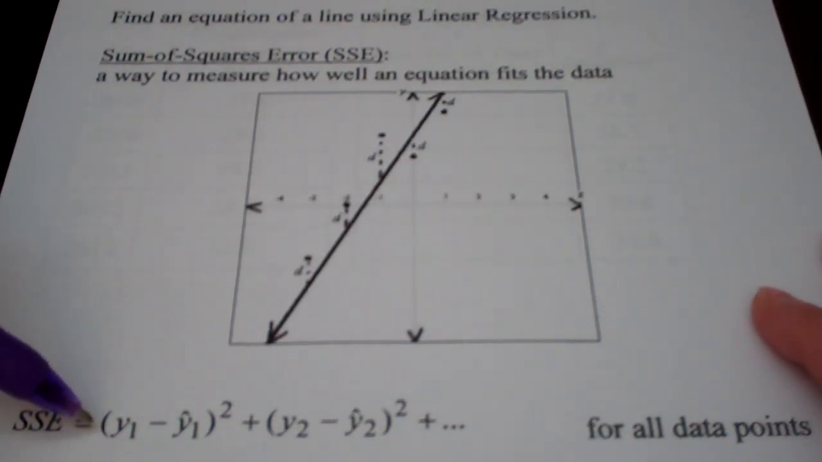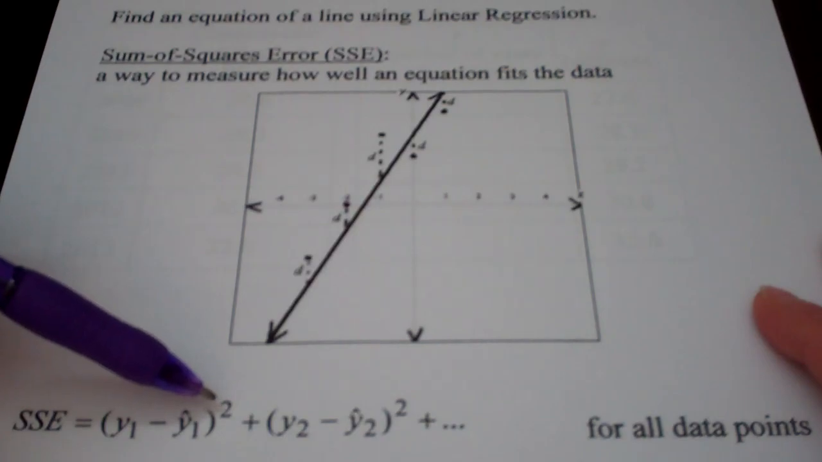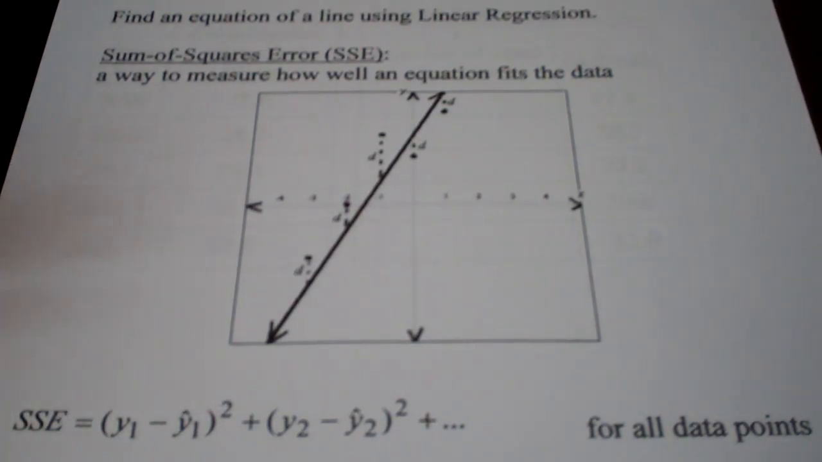And so the sum of squares error takes those little distances, which we get by subtracting, squares them so that they're all positive, and adds them all up. Okay, so that's one way to measure an error. It's not the only way by far, but it's one way. And the regression line is based on this type of error measurement.